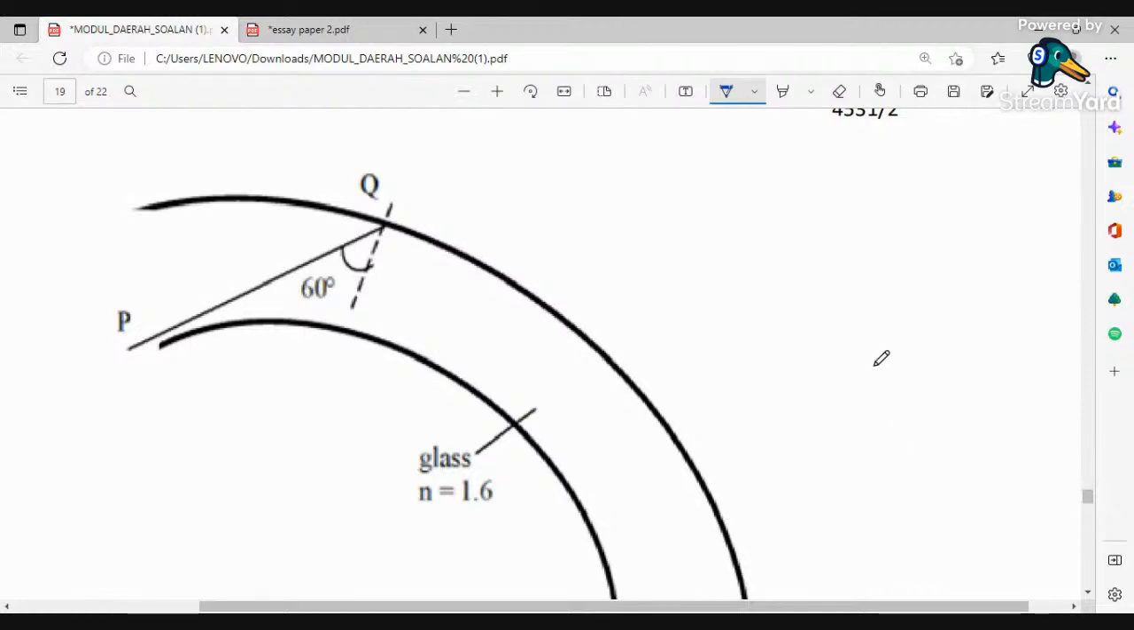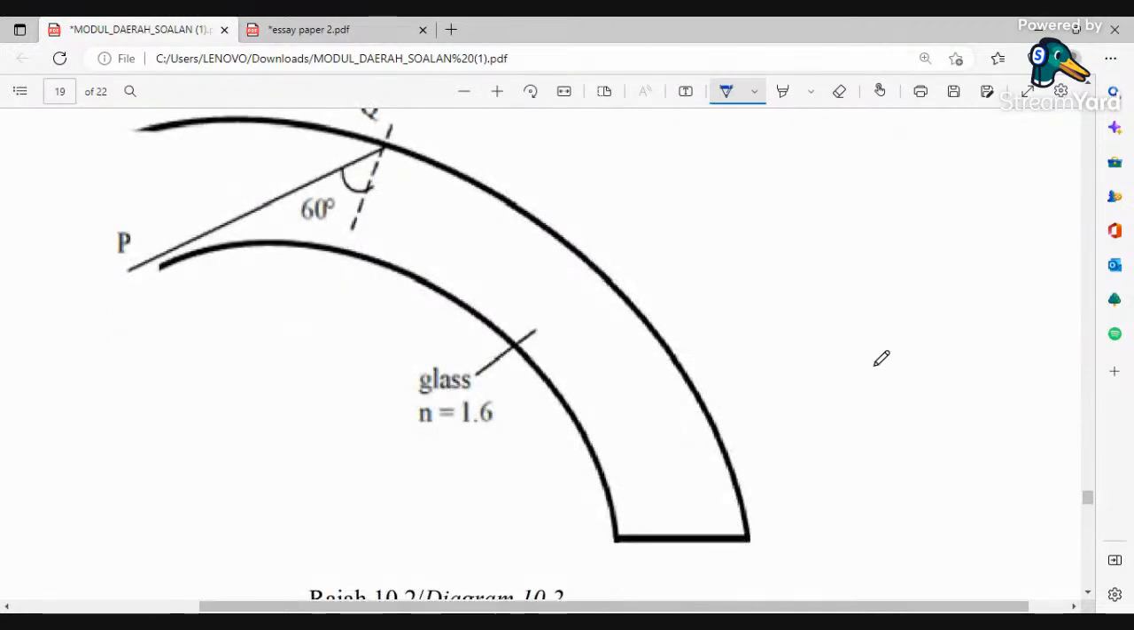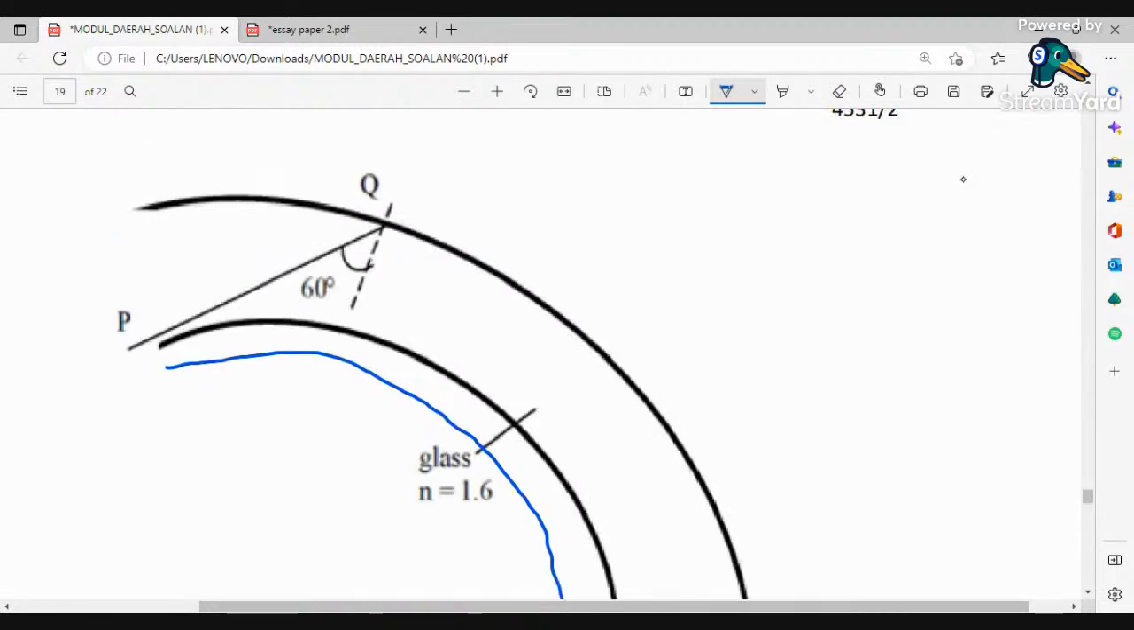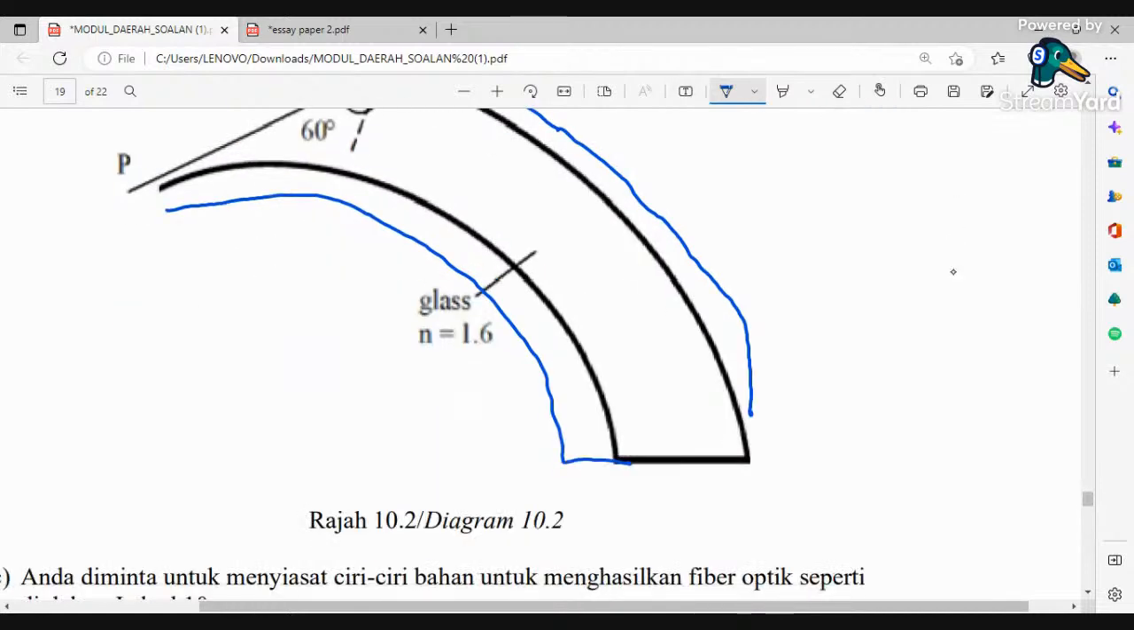So actually, the optical fiber consists of 2 layers: the outer layer and the inner core. Okay, mesti ada 2 layer ya. Layer.